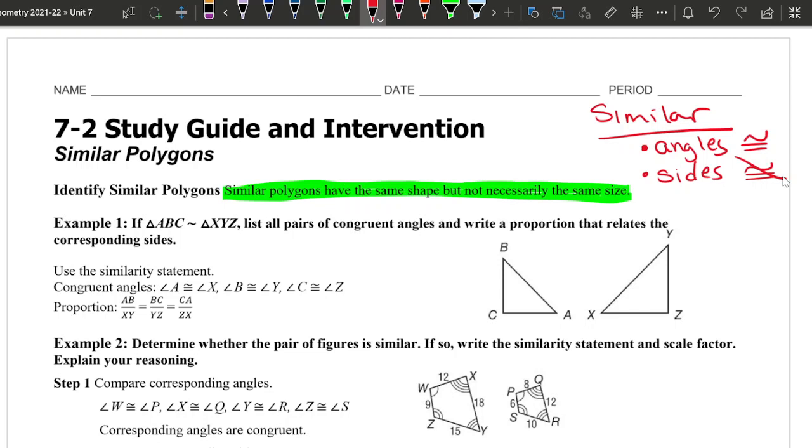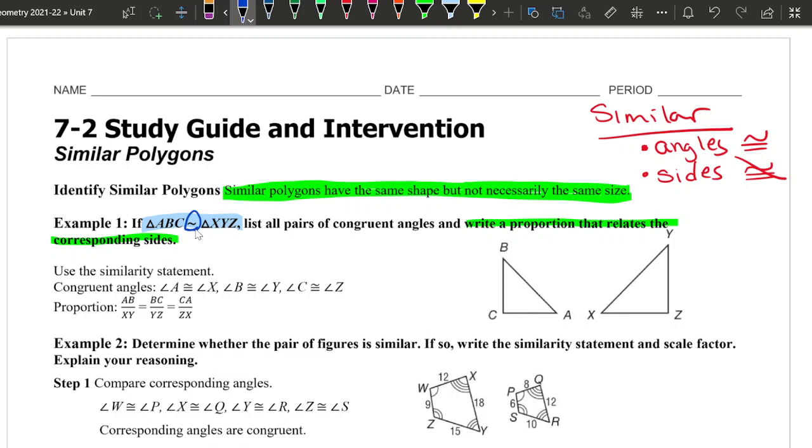Okay, so then the first example, it says to list all pairs of congruent angles and write a proportion that relates to the corresponding sides. So we have the similarity statement given to us already. Triangle ABC is similar to triangle XYZ. So notice the symbol. It's just the little squiggle on top of the congruent sign. It's not congruent. That one means similar.